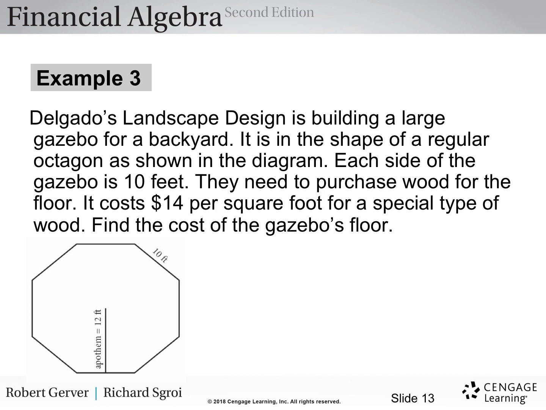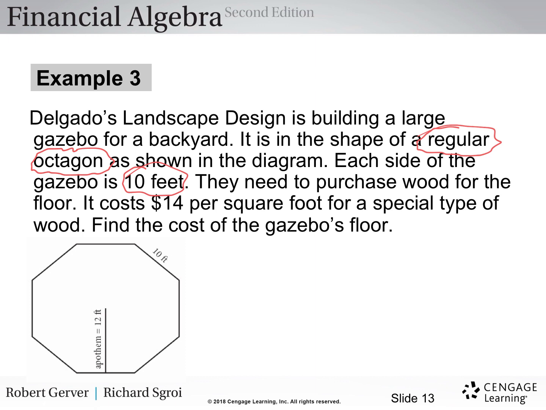All right, example 3. Delgado's landscape design is building a large gazebo for a backyard. It is in the shape of a regular octagon. That means each of the sides is equal, sort of like a square where each of the sides is equal. The only difference is this is an octagon, so it's got 8 sides, but they're all equal. Each side of the gazebo is 10 feet. They need to purchase wood for the floor.